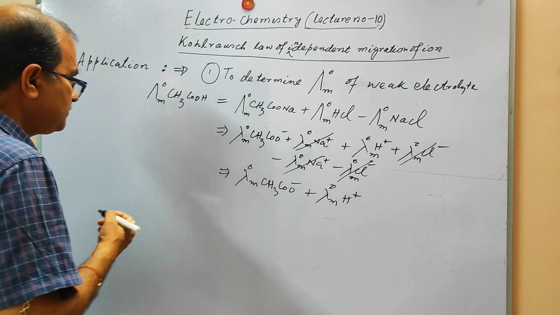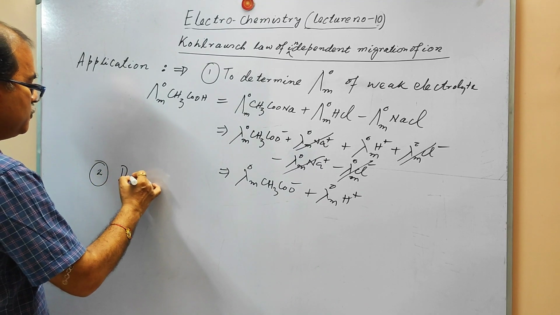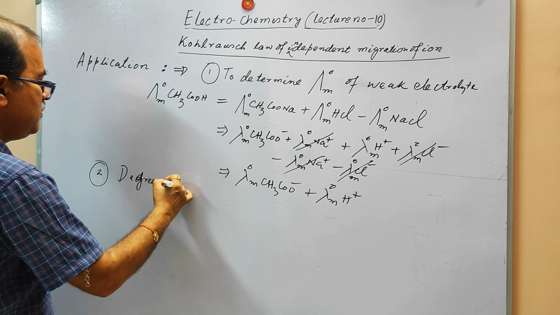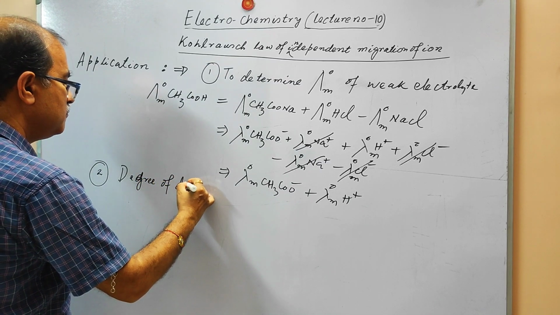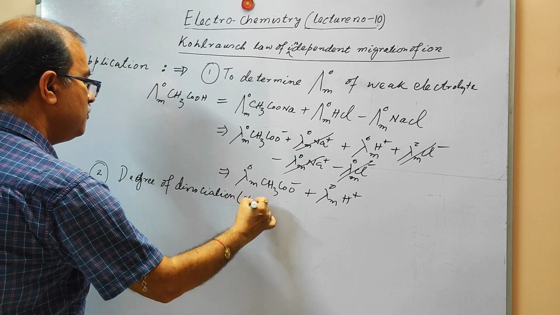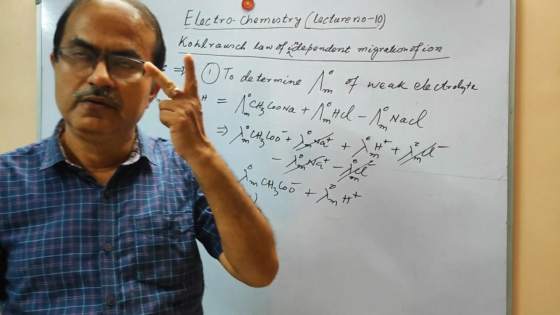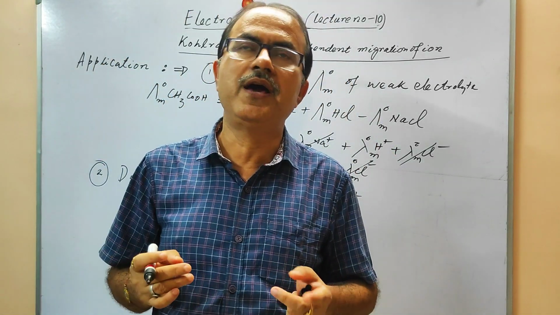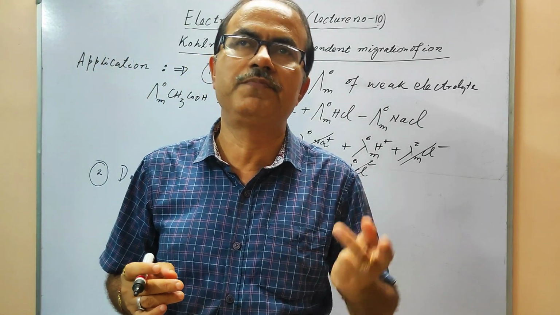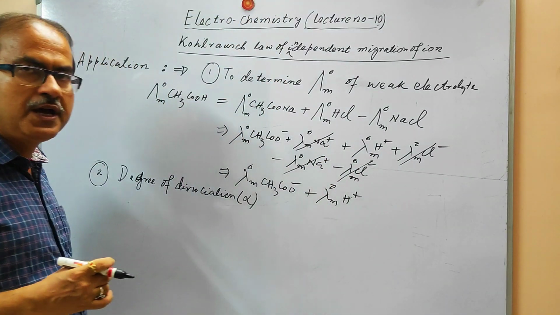This is the first application. Second application, we can find the degree of dissociation, and that is represented by alpha. We know the weak electrolytes do not dissociate 100%. They dissociate depending on the electrolyte, sometimes 20% or 30%. So what is the degree of dissociation of that acid or base?